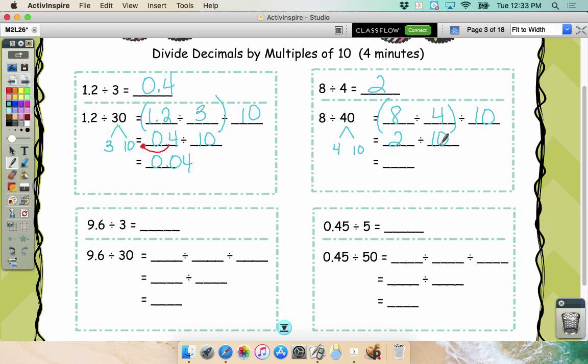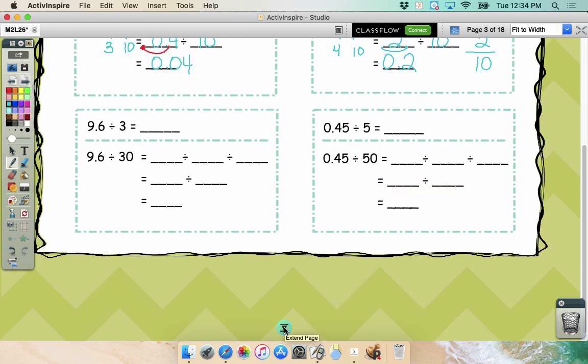Now, before you write anything, before you hop a decimal, I want to remind you something. This is also 2 divided by 10. How do you write that as a decimal? 0.2. You got it. 2 tenths. If I would have put the decimal at the end and hopped it, would I have gotten 2 tenths? Yes. We're good? Okay. Let's go down. So we got this right here.